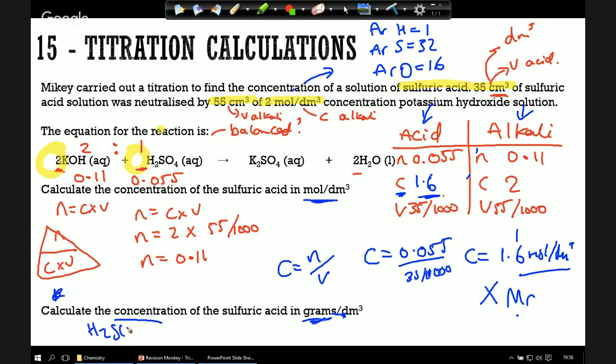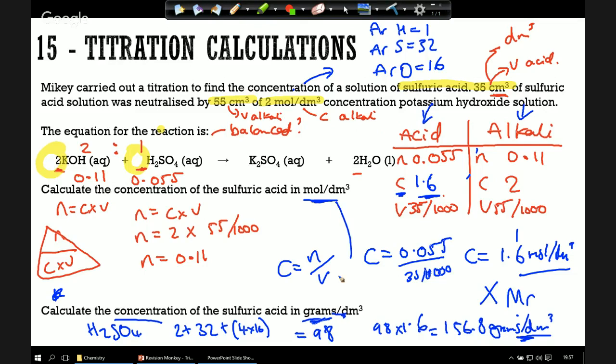So H2SO4, we've got 2 for hydrogen, because it's 2 times 1, added to the 32 for sulfur, and added to the 4 times 16 for oxygen, and that will give you a relative formula mass of 98. So if you then multiply your 98 by 1.6, that will give you 156.8 grams per decimetre cubed.